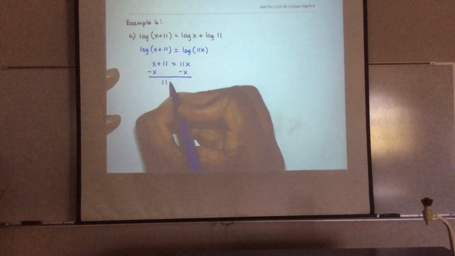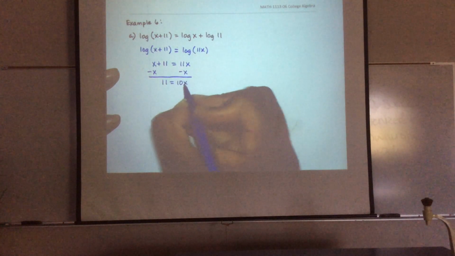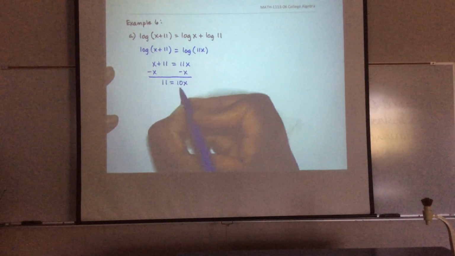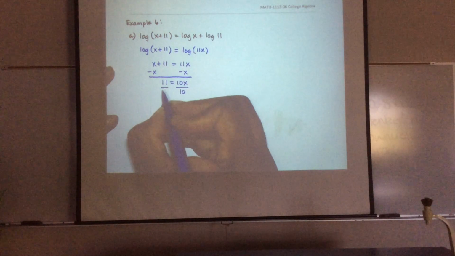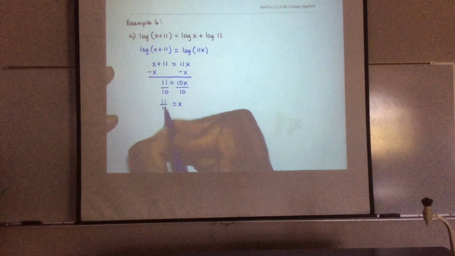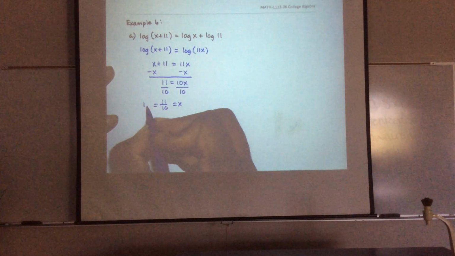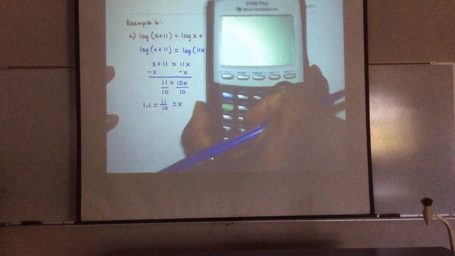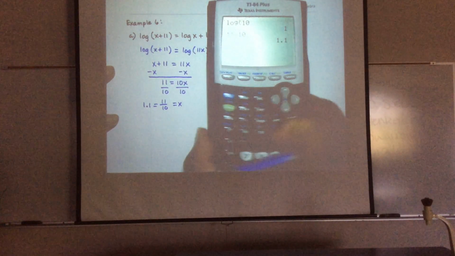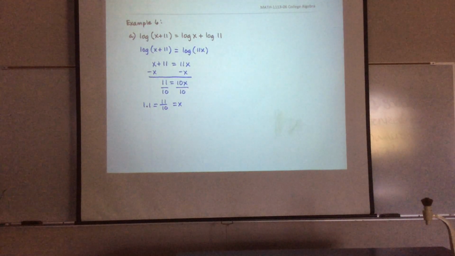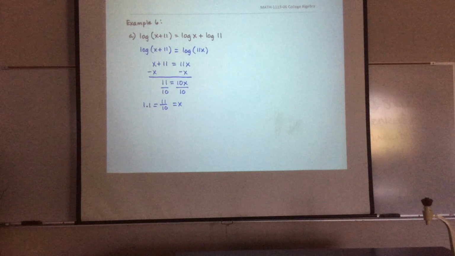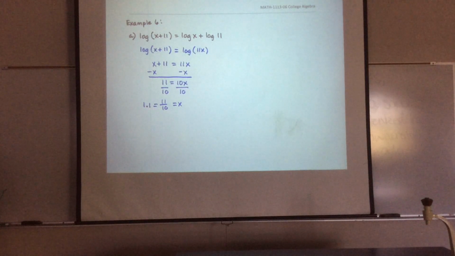So now I'm going to have 11 is equal to 10x, or 10x equal to 11. And then I'm going to divide both sides by 10 to get x by itself. So now you got x is equal to 11 over 10, but I'm going to convert that to a decimal by doing, of course, 11 divided by 10, which is 1.1. So I'm going to let x equal 1.1. And I'm going to use that to help me do the check of that proposed solution.